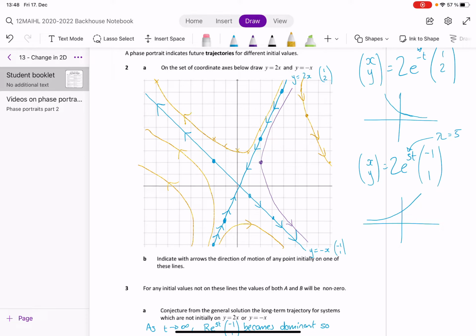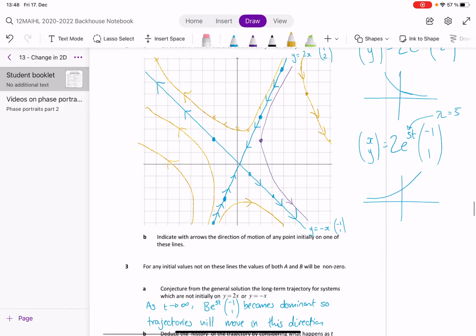where lines and trajectories are starting or going backwards towards the 1, 2 eigenvector and heading towards the negative 1, 1 eigenvector. So as we go backwards through time before the initial point, we're heading towards that negative eigenvalue's eigenvector. And as t increases, we head towards the positive eigenvalue's eigenvector.